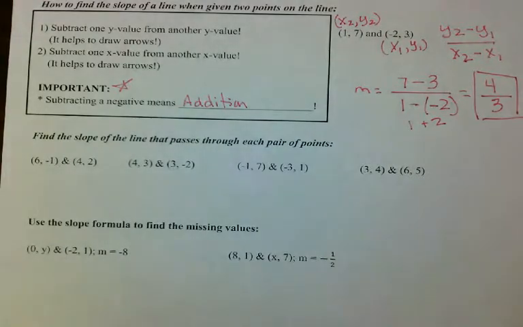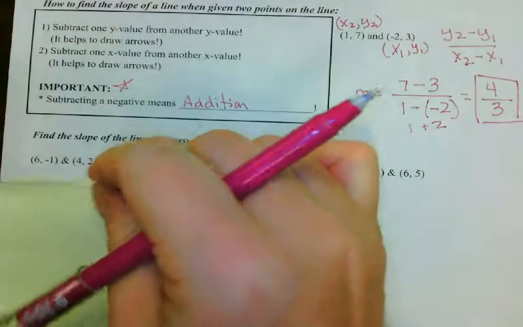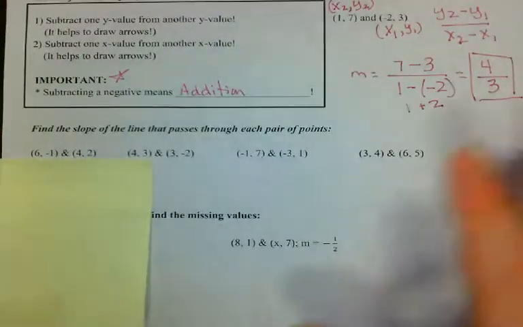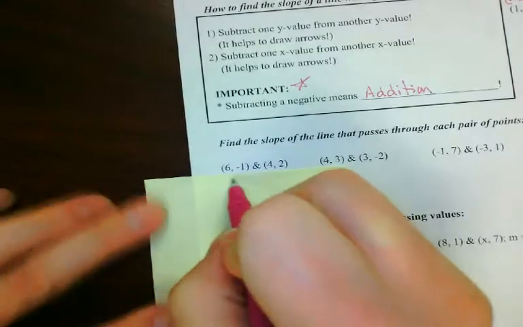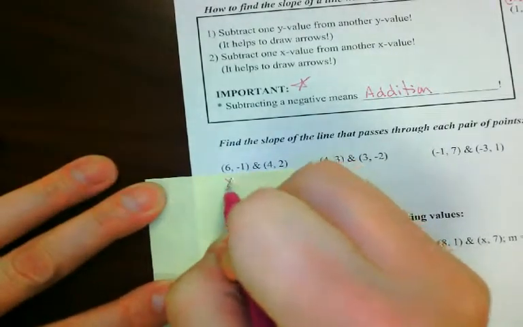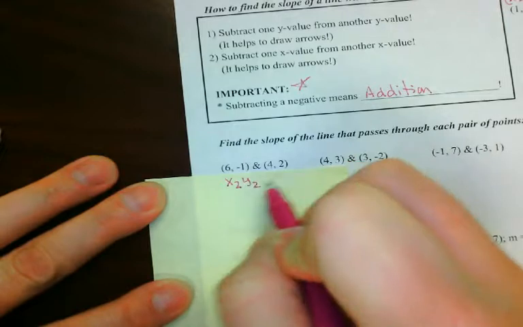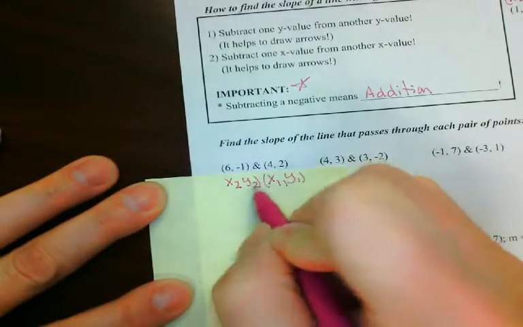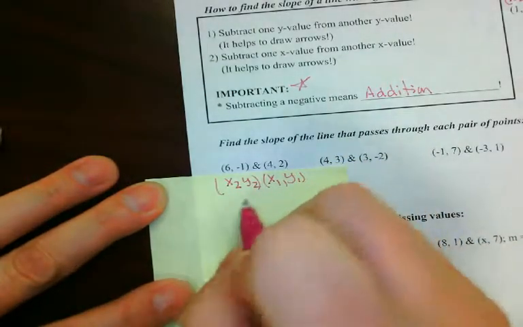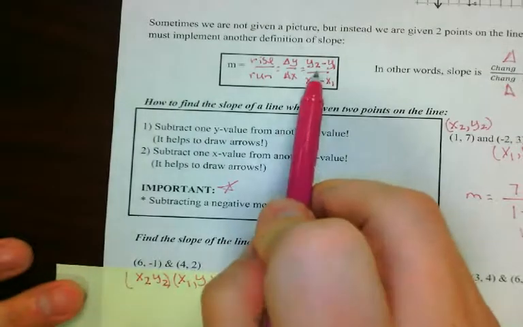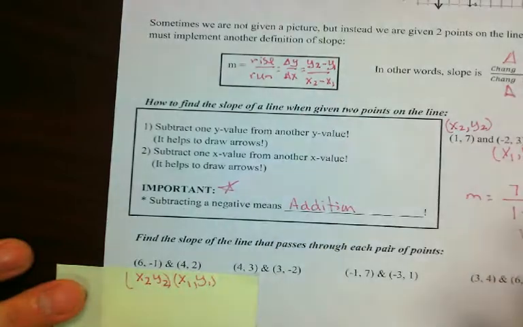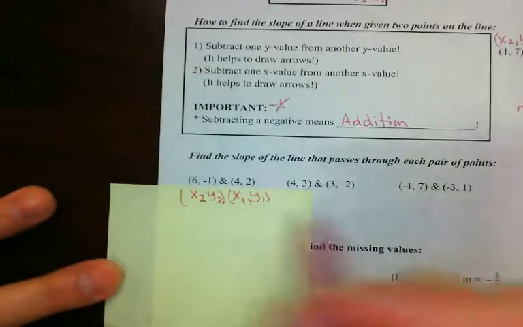Alright, so let's go through and solve these problems now, and we'll see how you did. For the very first one, again, we want to decide what's our x1, y1, and go through and solve this. I'm going to choose this as my x2, this as my y2, this as x1, and this as y1. As we solve these, I'm just going to use the formula, y2 minus y1 divided by x2 minus x1, and plug it in.